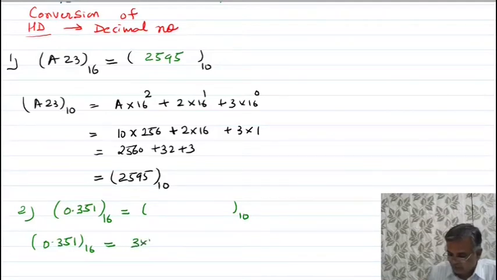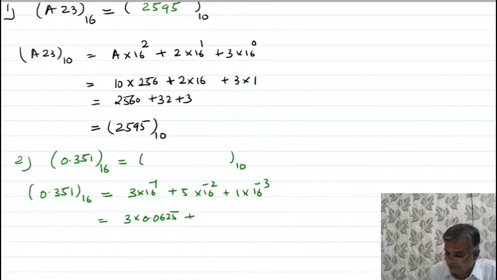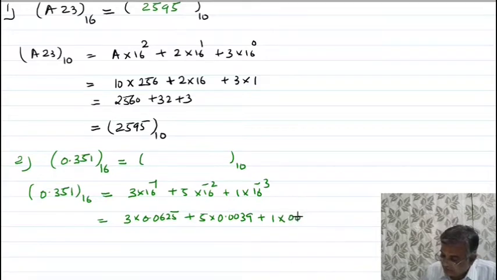This is 3 into 16 raised to minus 1 plus 5 into 16 raised to minus 2 plus 1 into 16 raised to minus 3. So 3 into 16 raised to minus 1 is 0.1875, plus 5 into 16 raised to minus 2 is 0.01953, plus 1 into 16 raised to minus 3 is 0.000244.